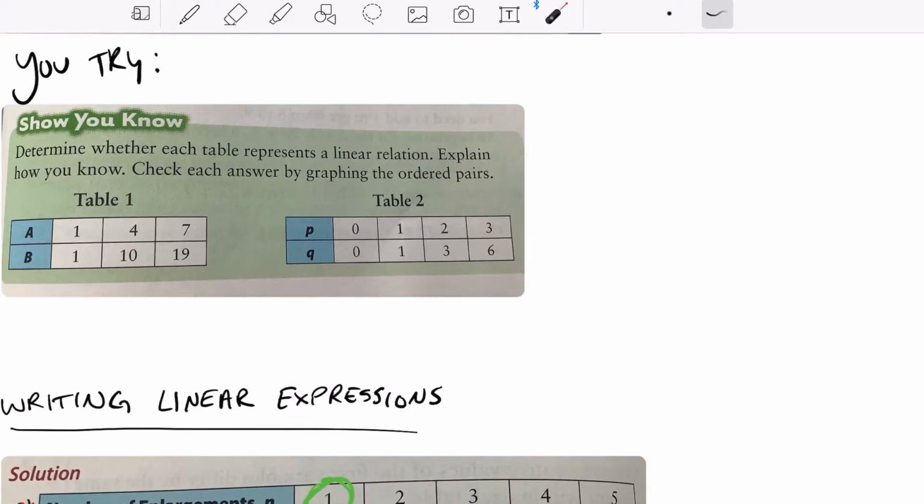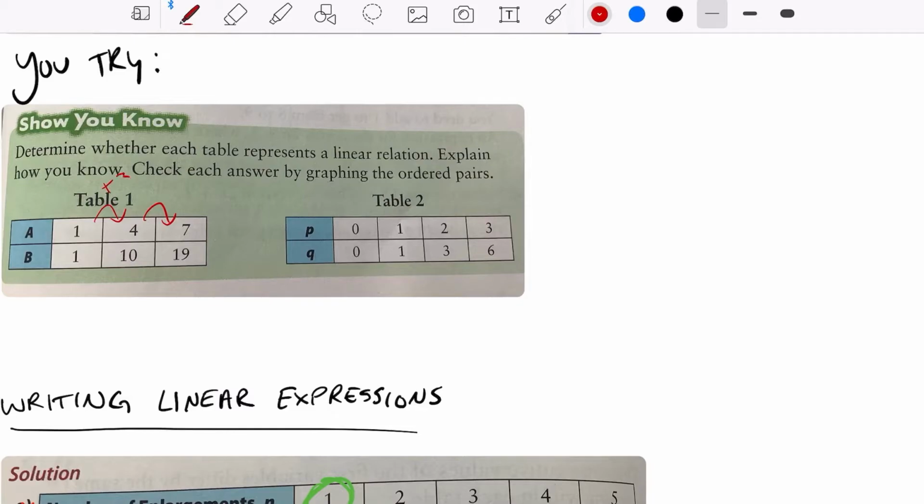So here's a you try. It's really simple. We're just going to do it together. Determine whether each table represents a linear relation. Explain how you know. Okay, so the first thing we're going to do is look at the top. We don't need to worry so much about the top. We're worrying about the bottom. But let's look at the top anyways.